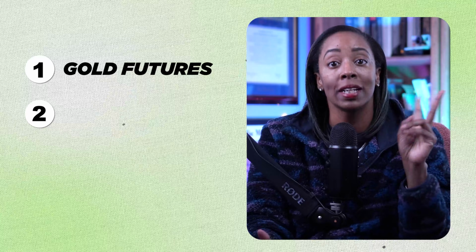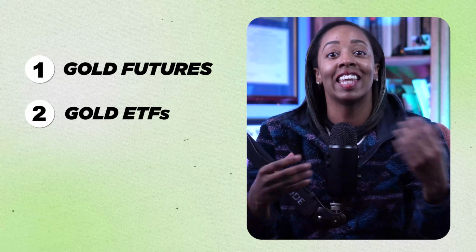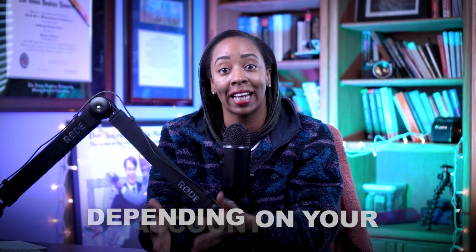Currently, there are 3 main ways to trade gold if you're based in the United States. Number 1 is gold futures. Number 2 is gold ETFs like GLD, that's Golf Lima Delta. And then number 3 is going to be gold options. Each of them works differently and each has its own pros and cons depending on your account size.